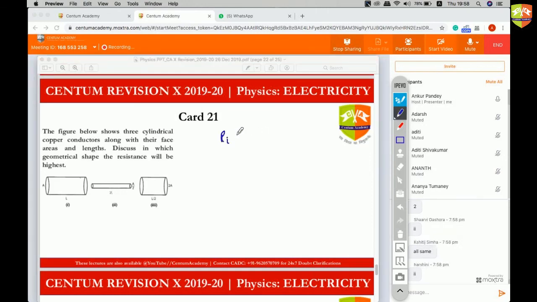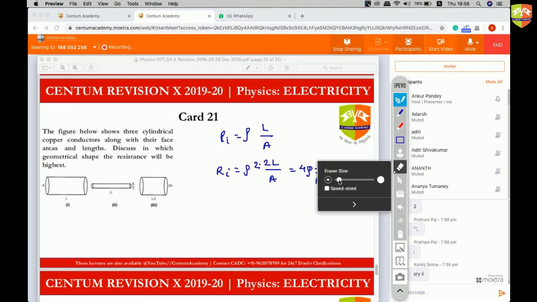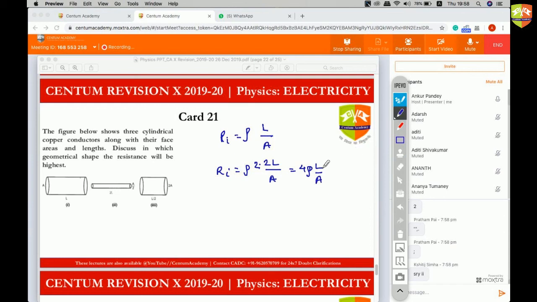So you will be writing it as R1 is equal to... all are copper, so resistivity will remain same. Length is L upon area A. R2: resistivity same, length is 2L, area is A by 2. So making it 2 into 2, so 4 rho L by A. This L is a small one, this is capital, so matching the same notations. Third one, R3 is equal to rho same, L by 2 upon 2A. So it will be 1 by 4 rho L by A. So R3 is the least, then R1, and then comes R2.